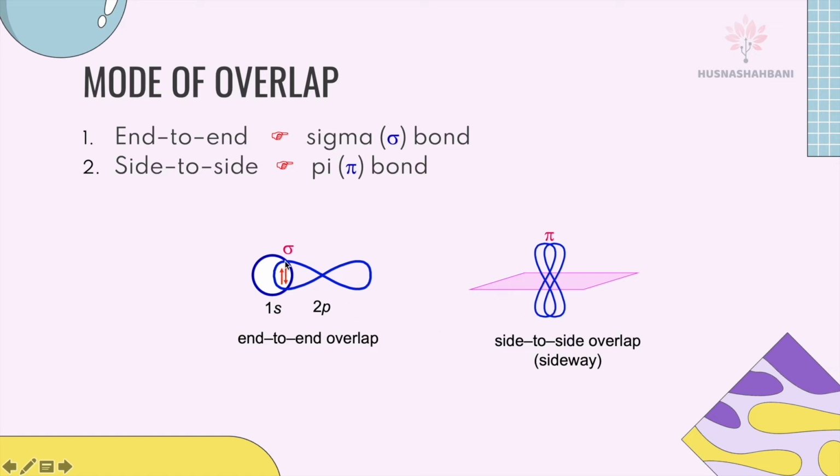End-to-end overlap, just one region of overlap. For side-to-side, two regions of overlap, but still only form one pi bond. Even though there are two regions of side-to-side overlap, only one pi bond is formed. Here, one region of overlap, one sigma bond is formed. Side-to-side overlap, two regions overlapping, only one pi bond.